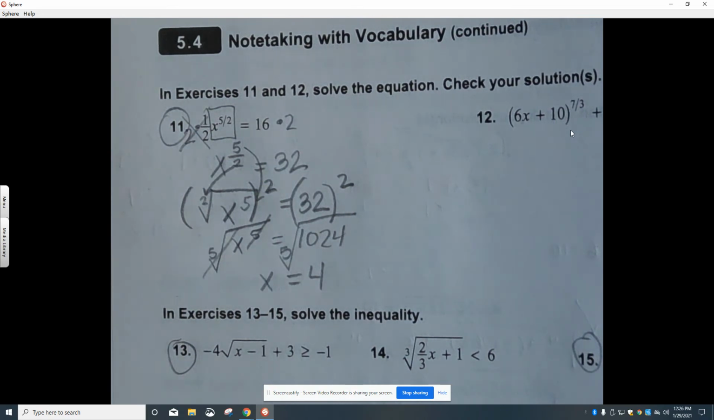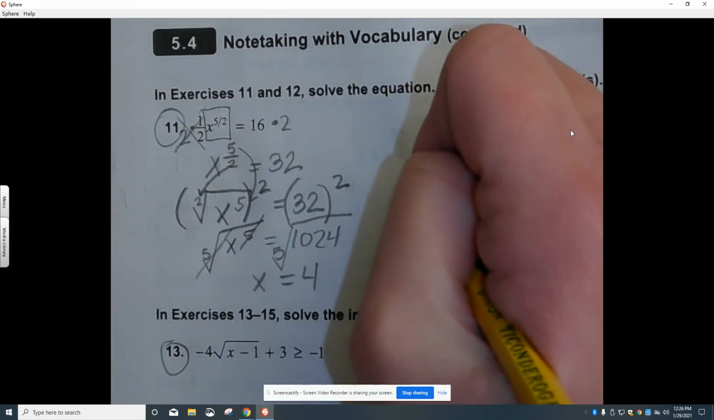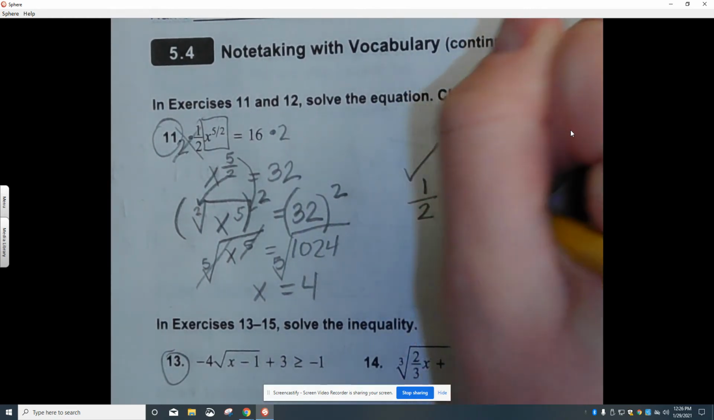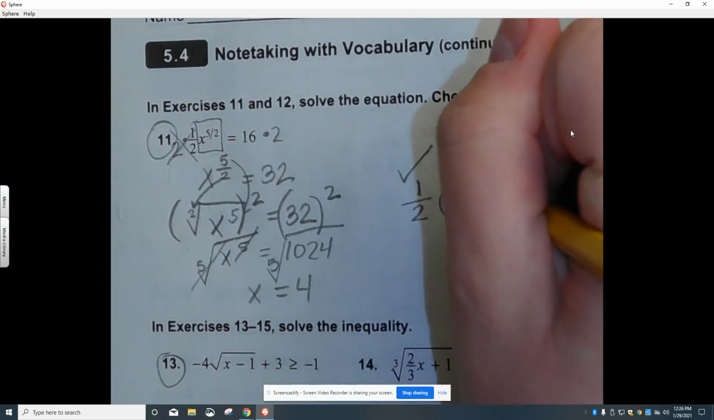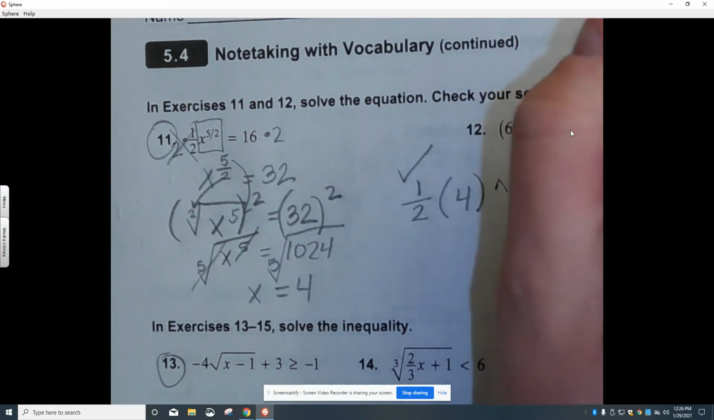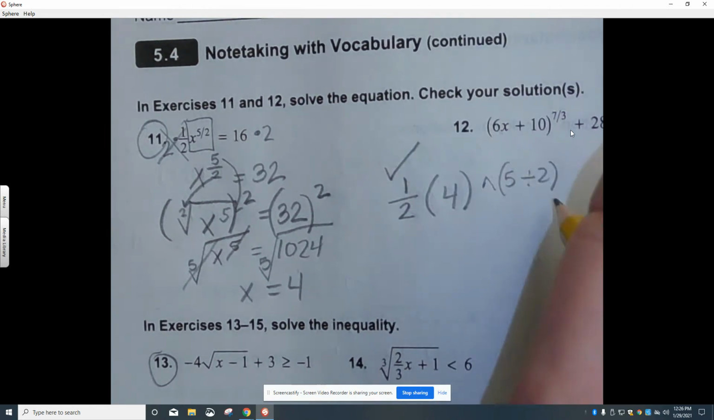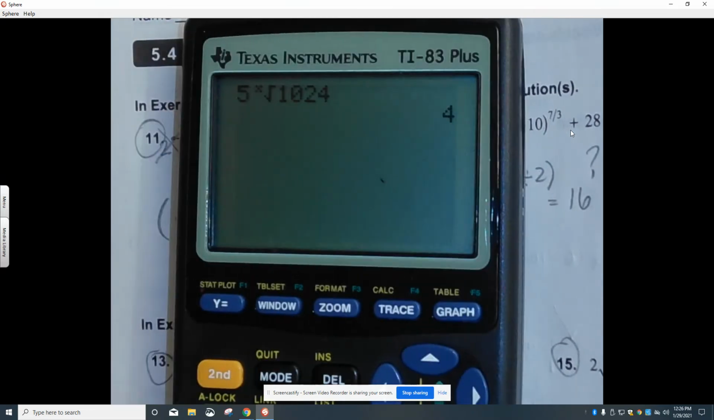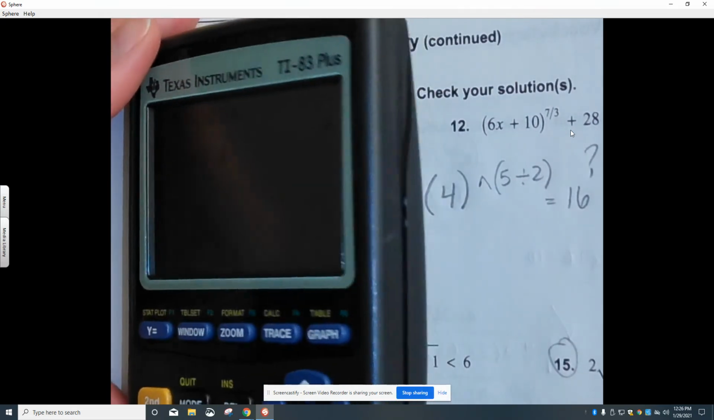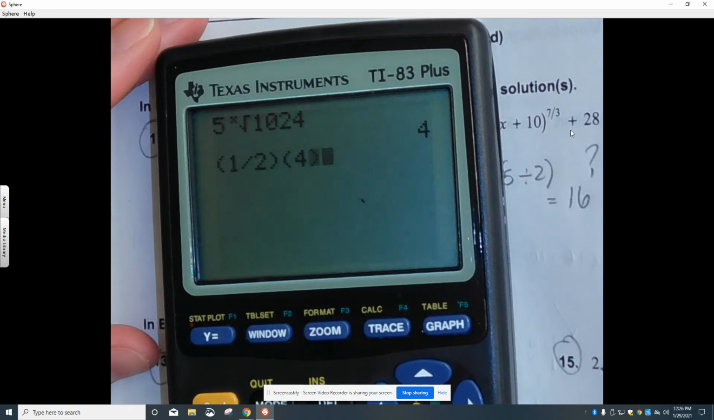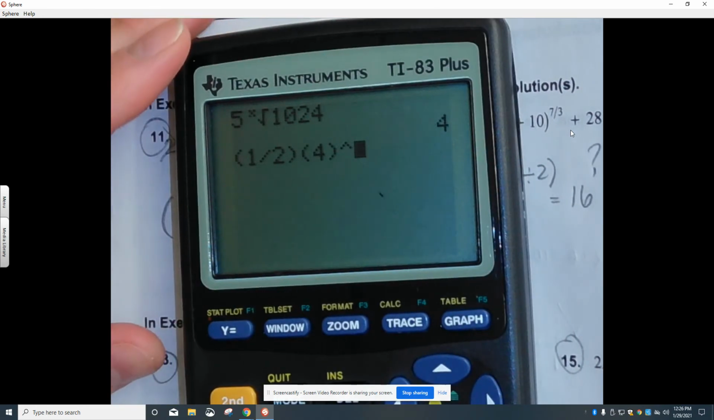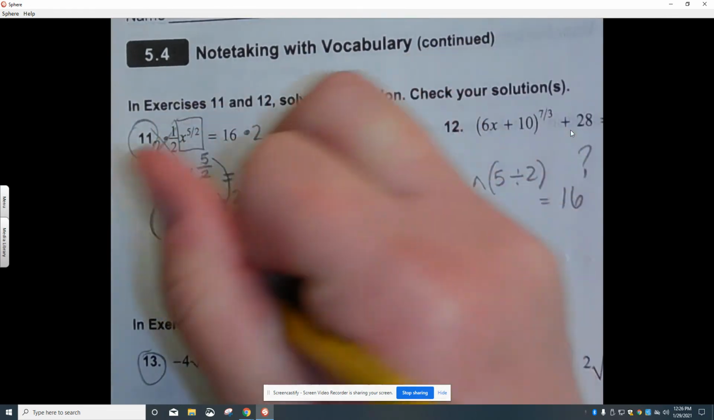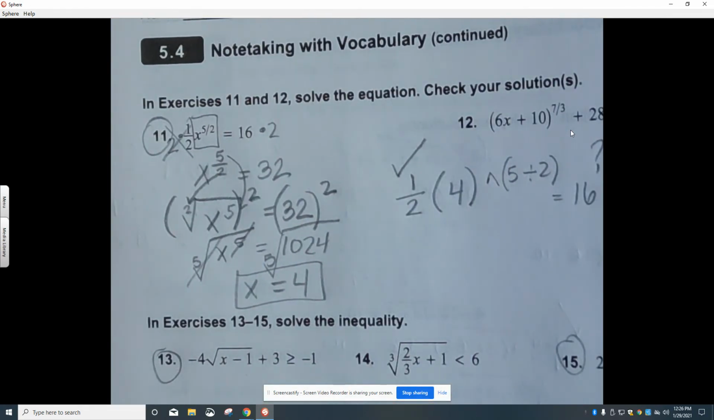And then double check that it works. These are a little easier to check because you can type them directly in. So if we do 1/2, 4, and then we want to raise it to the 5/2, make sure you put parentheses around that, and make sure that equals 16. So we type it like this: 1/2, and then 4 to the, and then 5 divided by 2. Looks like this, 16. So that one worked. Woohoo! So those are all equations.